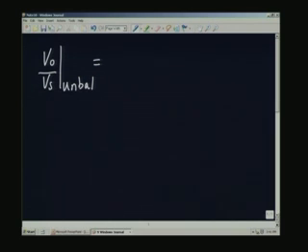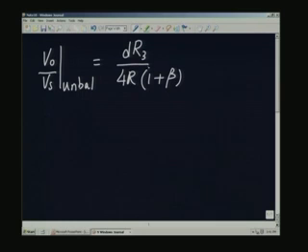This will give you delta R 3 or d R 3 divided by 4 R into, instead of 1, I will get 1 plus beta, where beta is equal to R L divided by R. You can see how it comes out.